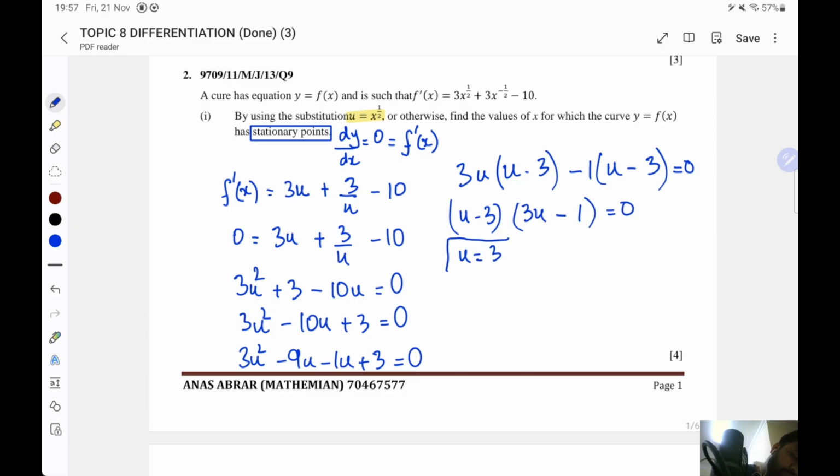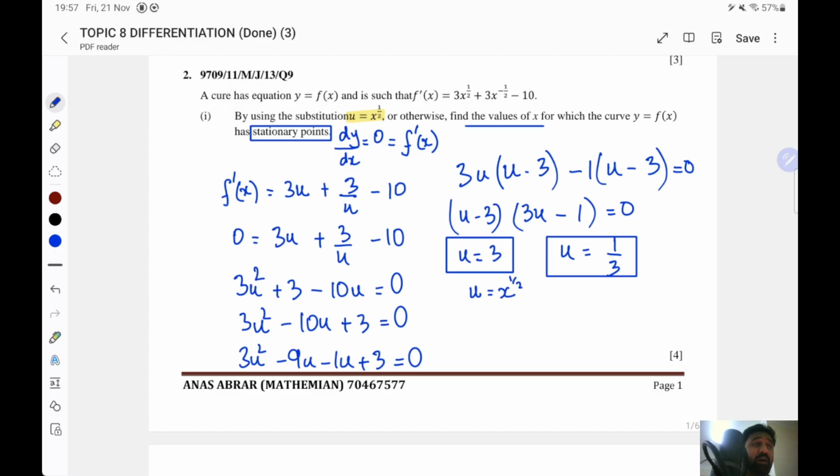The two values of u are going to be 3, and the other value of u will be 1 by 3. But remember, he was not asking for the values of u, he was asking you to find the values of x. So let's go back to the question again, where we substituted u equals x to the power 1 by 2.